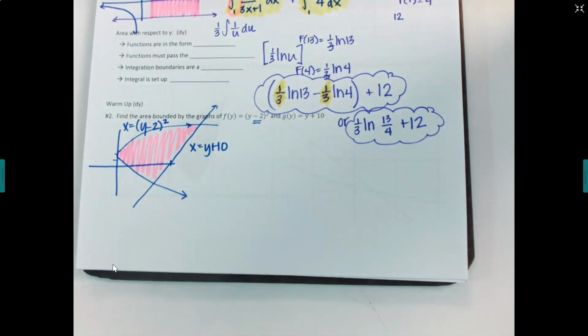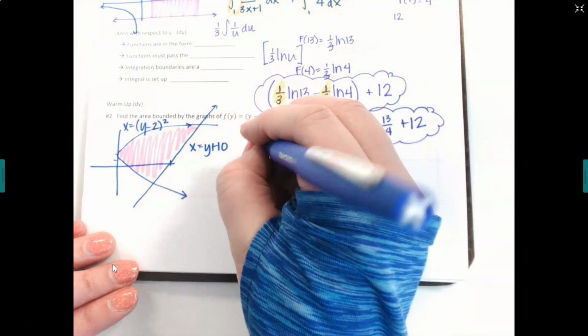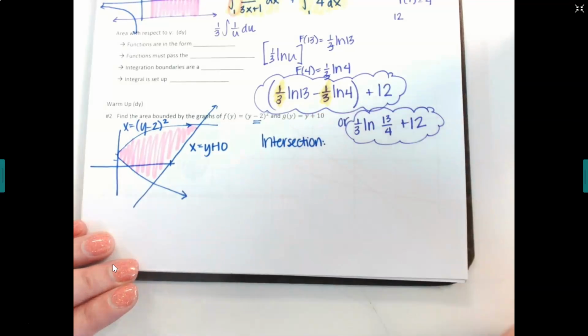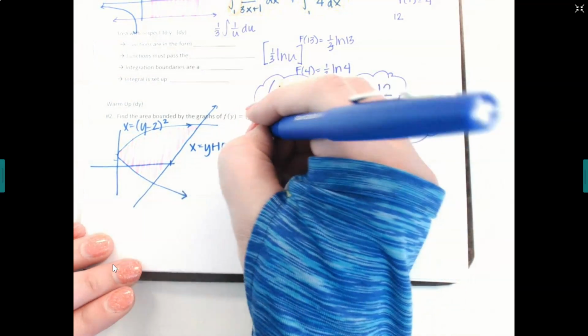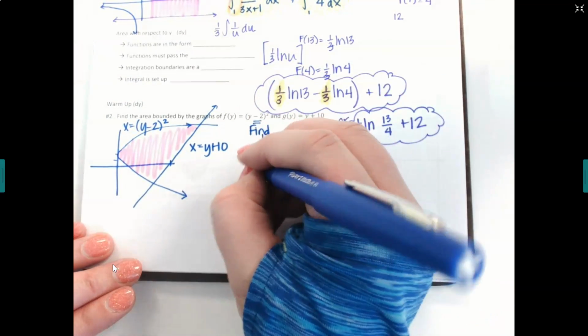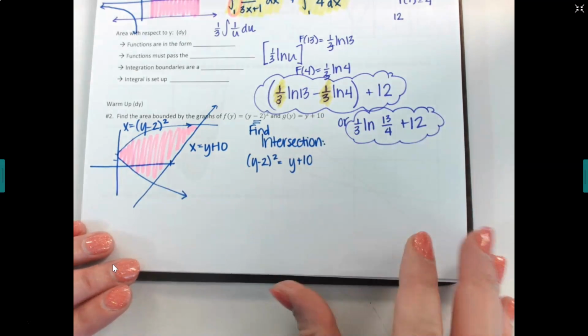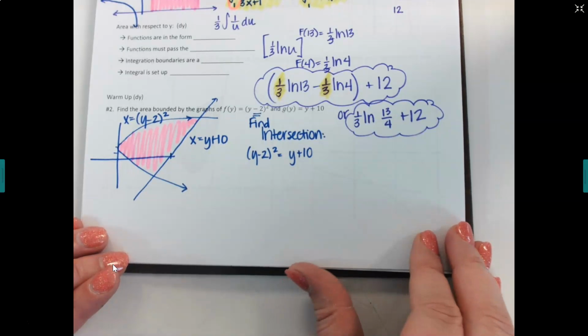Then that means the first step that I need to do is find where those cross. So how do you find? Set them equal to each other. Very good. So I'm going to put here intersection. I think there is one like this on the homework. So pay attention to the strategy on this. So I have y minus 2 squared equals y plus 10. I cannot solve that in this form.